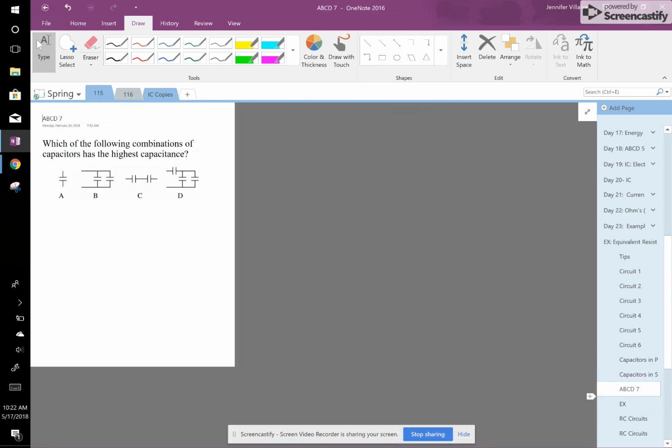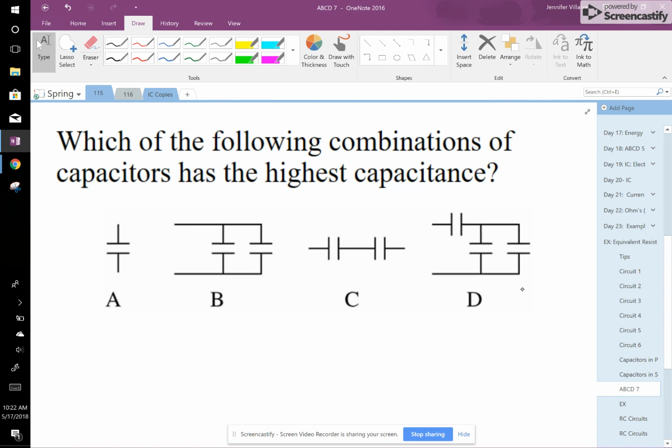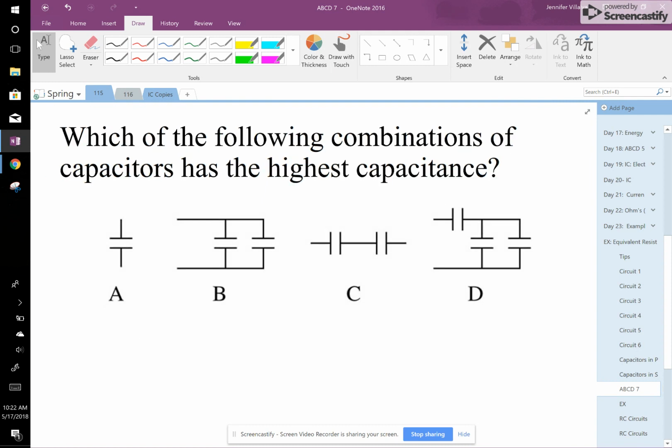So let's maybe take a moment and look at an ABCD question. Which of the following combinations of capacitors has the highest capacitance? So why don't you go ahead and pause the video and take a moment and actually calculate the equivalent capacitance for each of these particular cases. Or better yet, I will make another video and you'll have to check the other video to get your solution. So find your equivalent capacitance for each of these three circuits before you open up the next video.